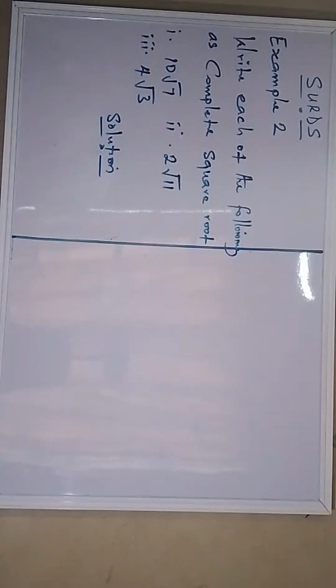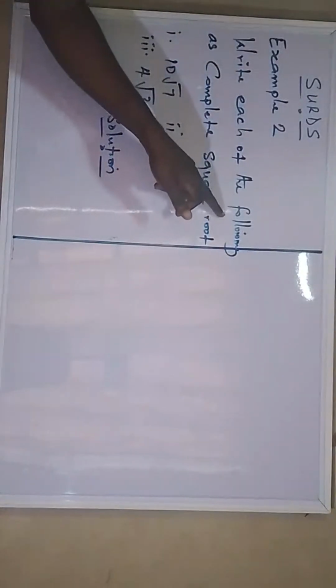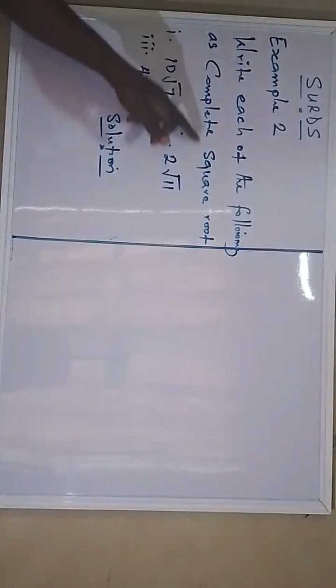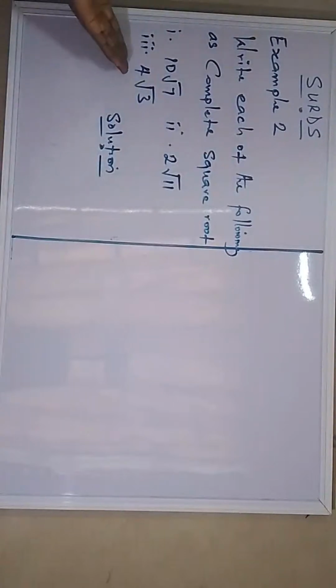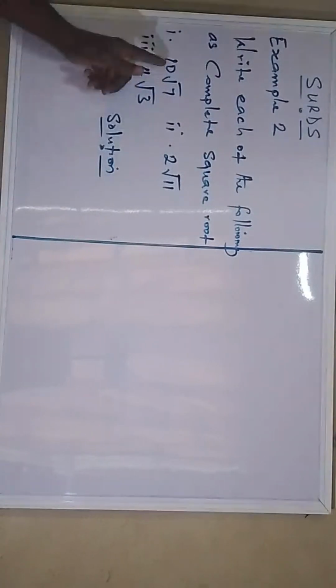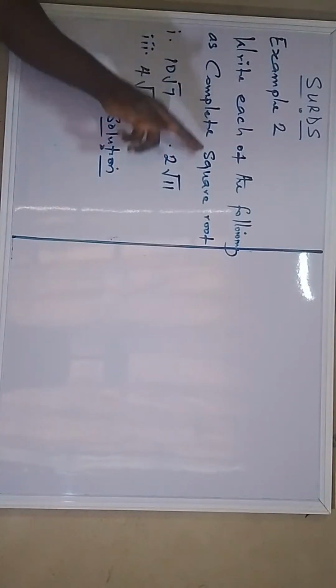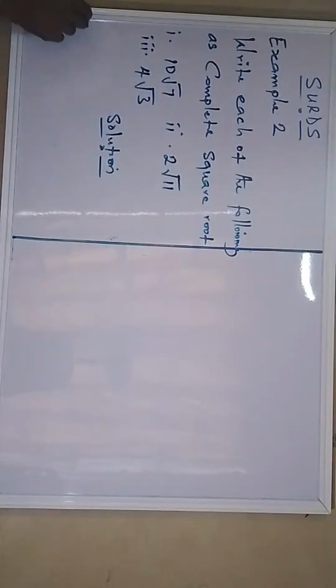Now let's look at this. Write each of the following as complete square roots. When you look at all what we have here now, they are what? They are stored in basic form. So we want to return them to a complete square root. So let's look at the first one.